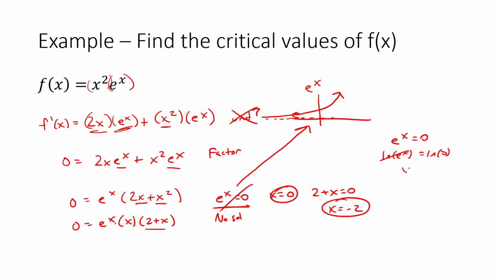Okay, that would cancel out to just x, but the natural log is undefined at 0, so we can't do that. Okay, there's no solution. So your critical values are 0 and -2.